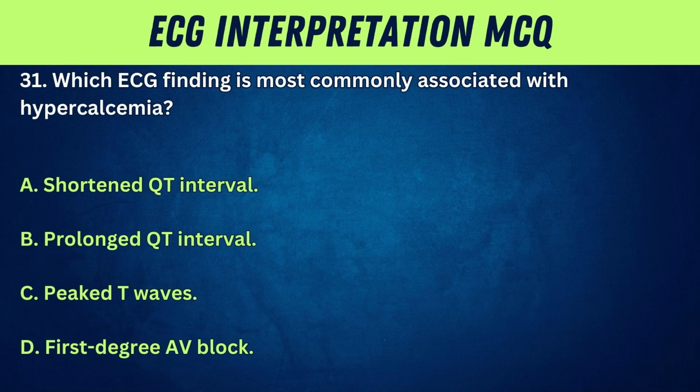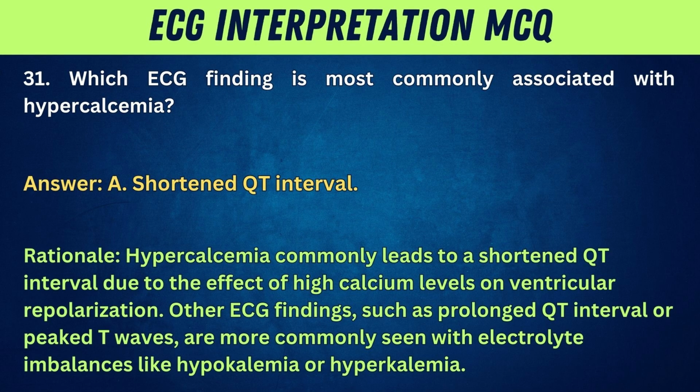31. Which ECG finding is most commonly associated with hypercalcemia? A. Shortened QT interval. B. Prolonged QT interval. C. Peaked T waves. D. First-degree AV block. Answer: A.